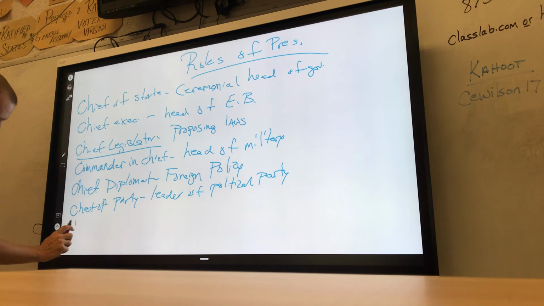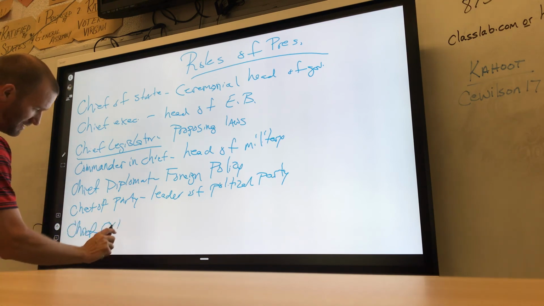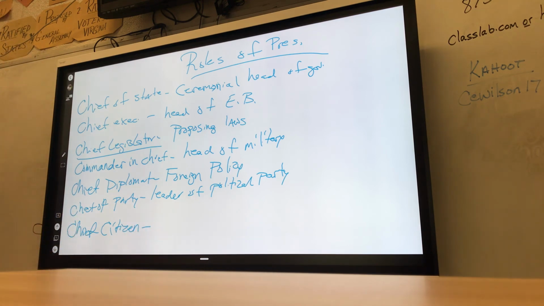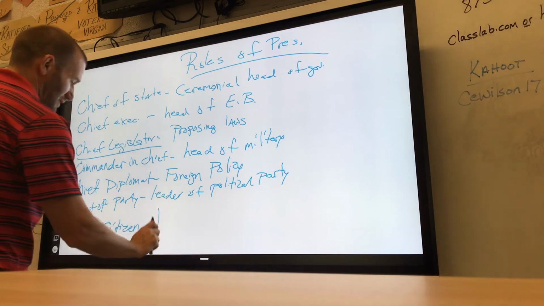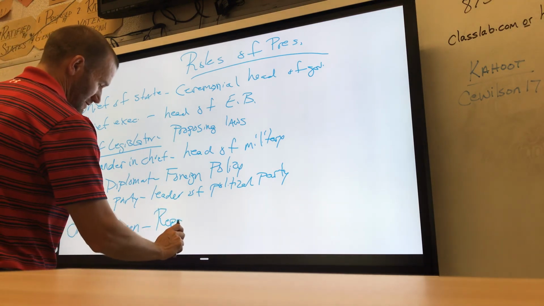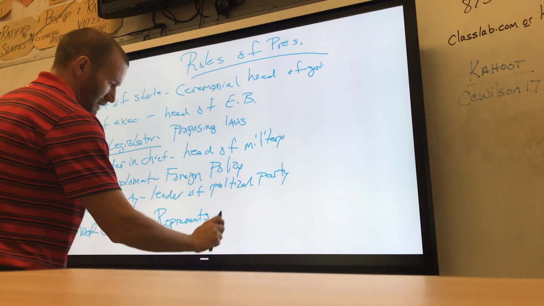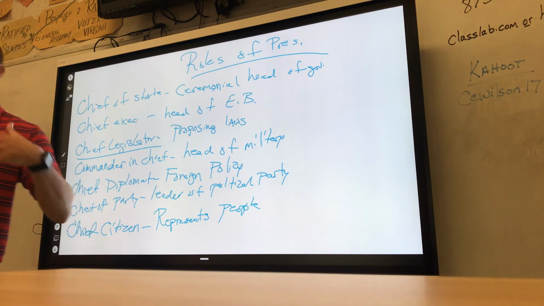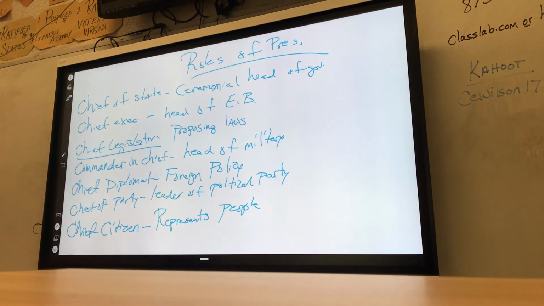And then the last one, chief citizen. He represents all the people. Hold on, guys, I'm not even done writing chief citizen, because as you can tell, my handwriting's super slow. Okay? Chief citizen. Represents all people. And as we said here, typically he does this when disasters happen or when bad events happen.